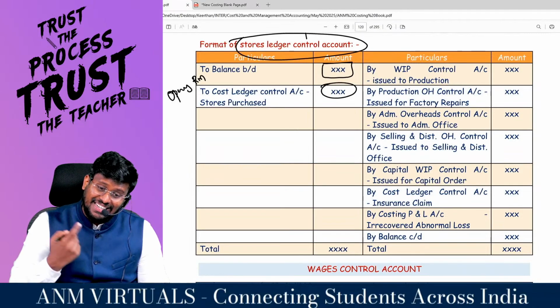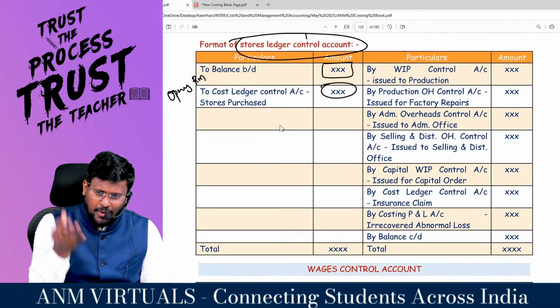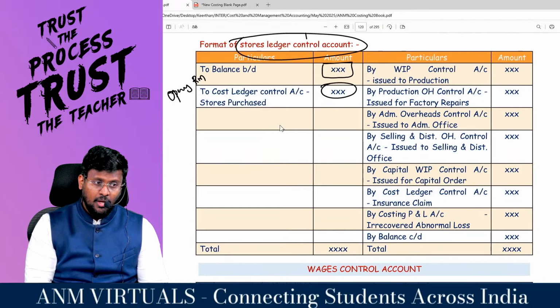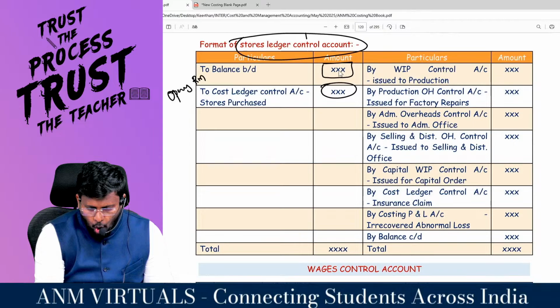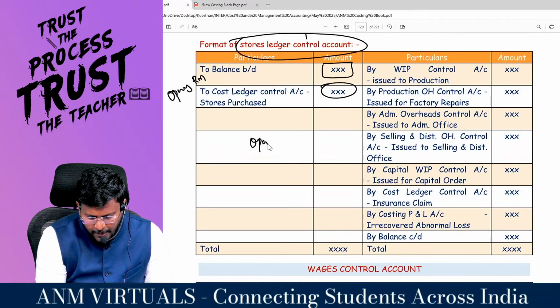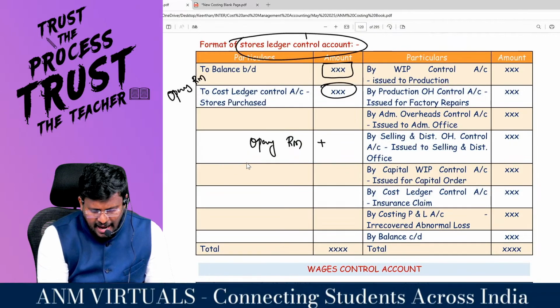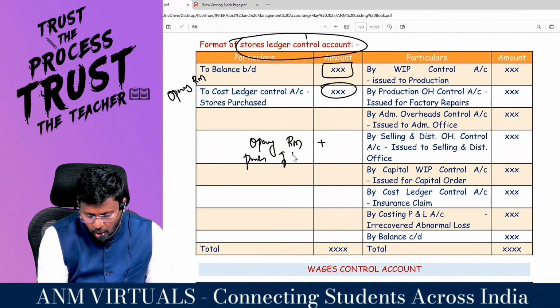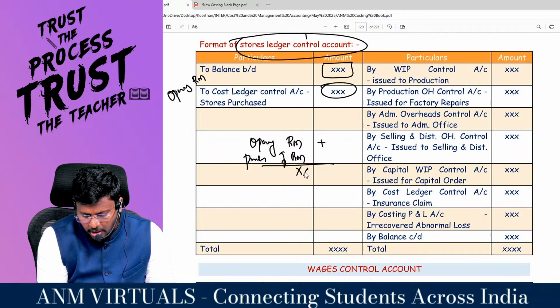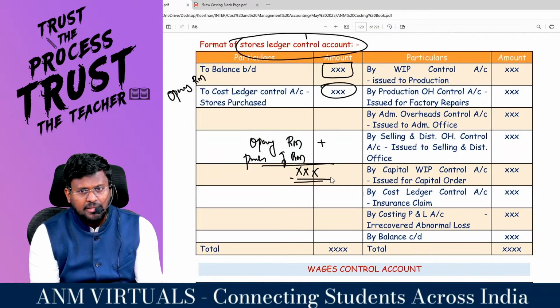What has happened? Transaction. This is the posting. I want the transaction. You have made a purchase. So if there is opening stock, on the debit side: opening stock of raw material, add purchases of raw material. Comfortable? From this, what should I do?